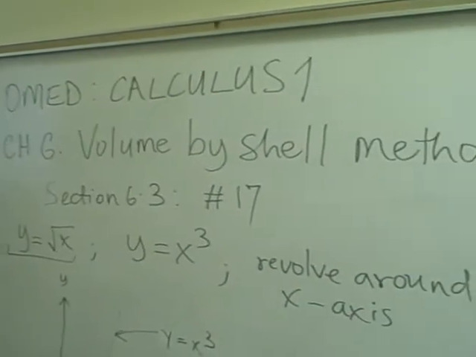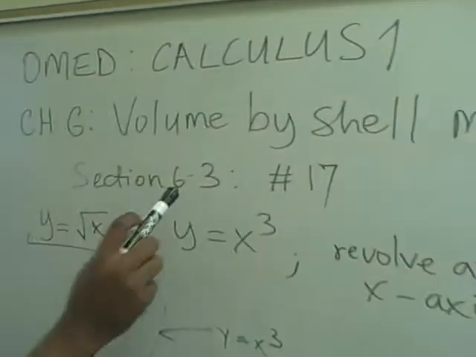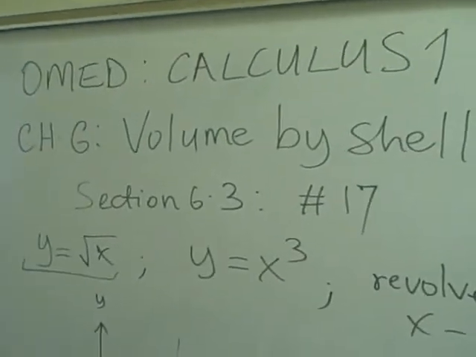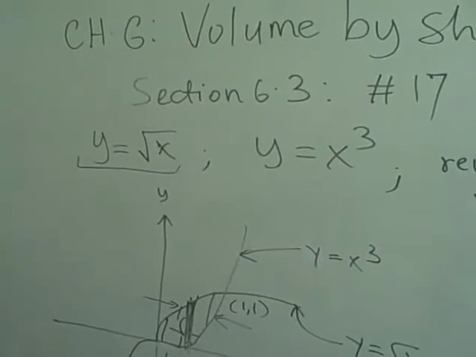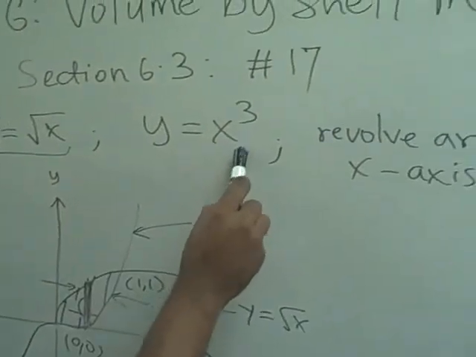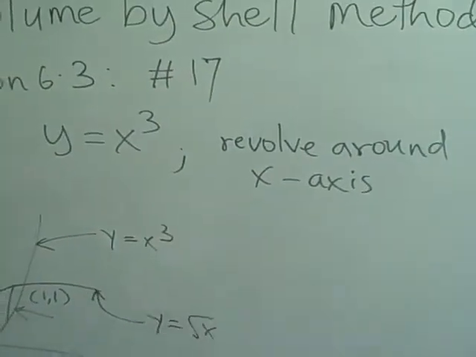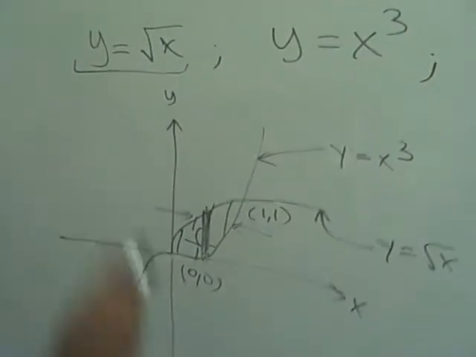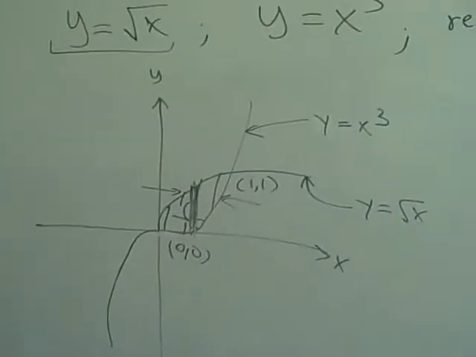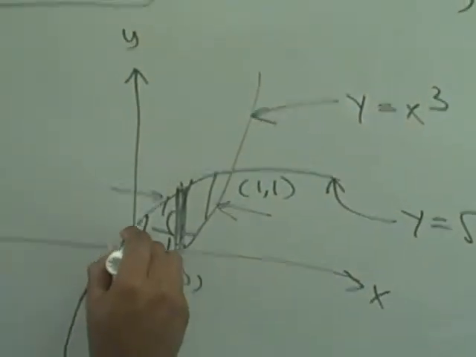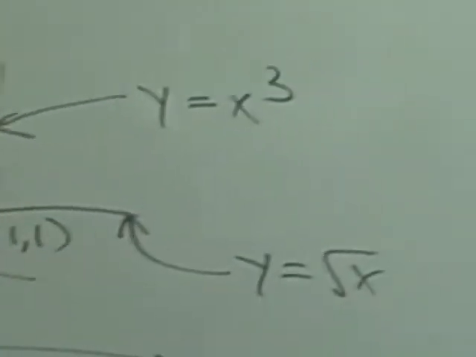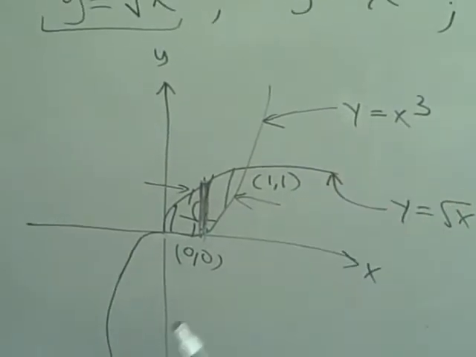So the next question we have for today is from section 6.3, number 17. Basically it wants us to revolve the graph of y equals square root of x and y equals x cubed about the x-axis. So you draw a graph to get a picture, and as you can see, this here is the graph of y equals square root of x, and this here is the graph of y equals x cubed.